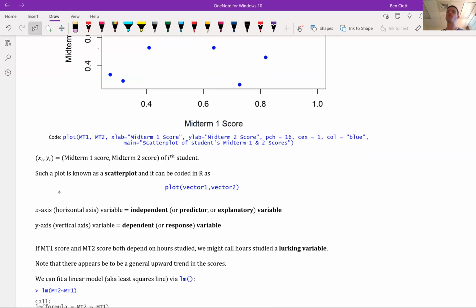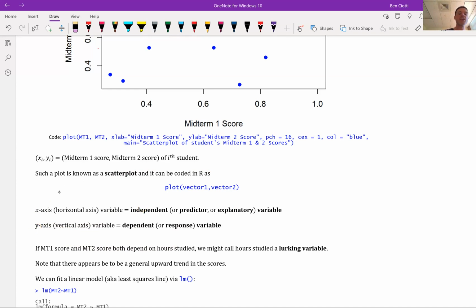In terms of terminology, we'll often describe the x-axis or horizontal axis variable as the independent or predictor or explanatory variable, and the y-axis or vertical axis variable as the dependent or the response variable. So implicit in this terminology is that we are treating the x variable as the thing that we can control, since it's independent, and the y variable as the response to the x variable.